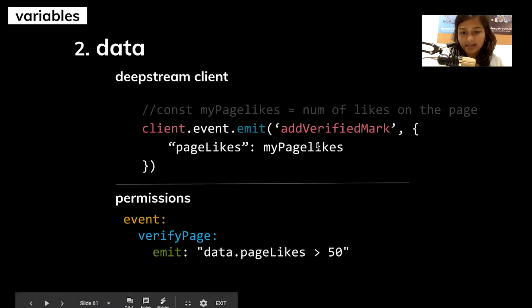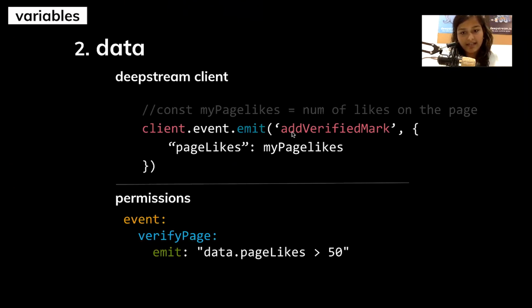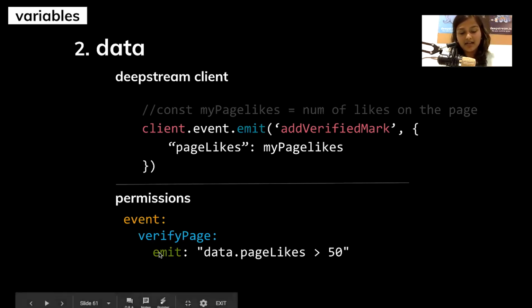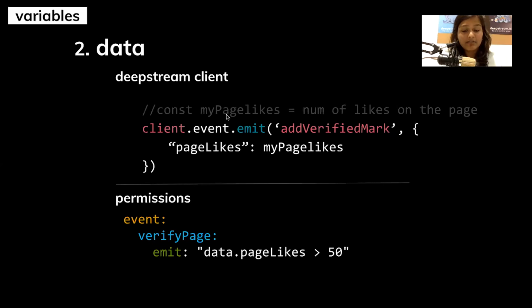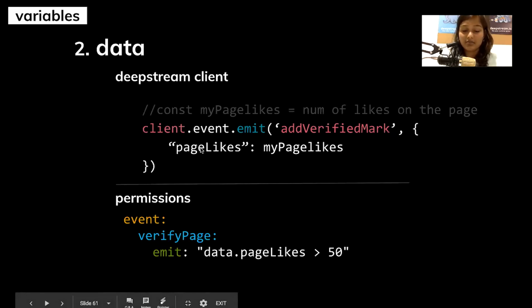So, okay, let's ignore this inconsistency and imagine that this particular name was indeed add verified mark. So, event name: add verify mark, and I would say emit only if data.page.likes is greater than 50. And let's imagine that the likes on my page are currently 60. Only then will this particular event be emitted. Otherwise, it will be rejected and it'll throw an error.